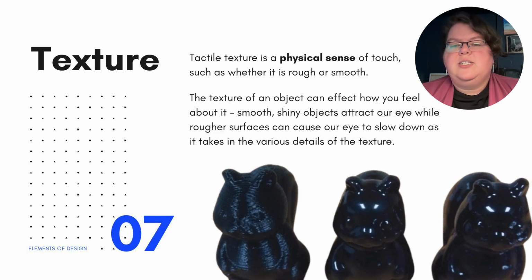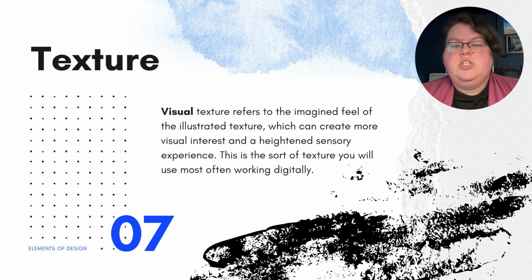Smooth, shiny objects attract our eye, while rougher surfaces can cause our eye to slow down as it takes in the various details of the texture. In contrast, visual texture refers to the imagined feel of the illustrated texture, which can create more visual interest and a heightened sensory experience. This is the sort of texture you will use most often when you're working digitally with Photoshop or other similar programs.